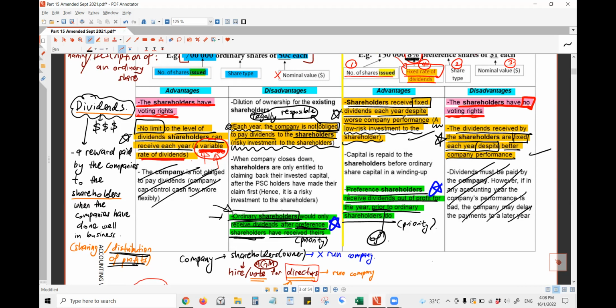Okay, let's look at the next point. I'm going to use a different color highlighter to highlight the next point. I use dark blue. So if you have the same highlighter, you can do so. Okay, now let's talk about the next aspect between the two types of shares.